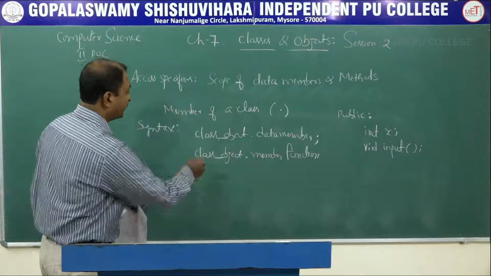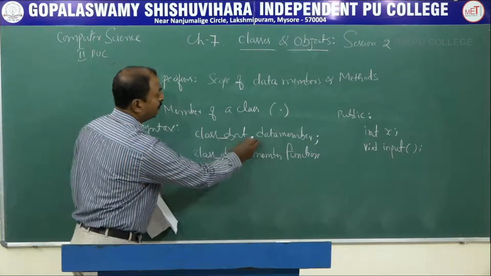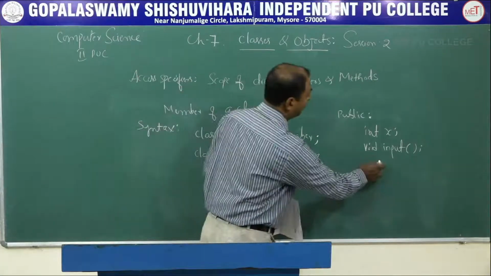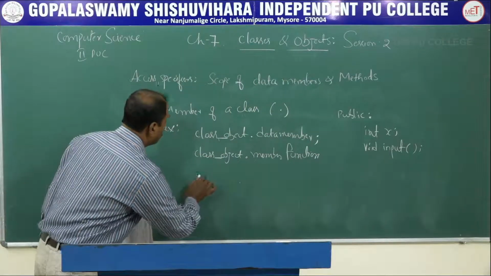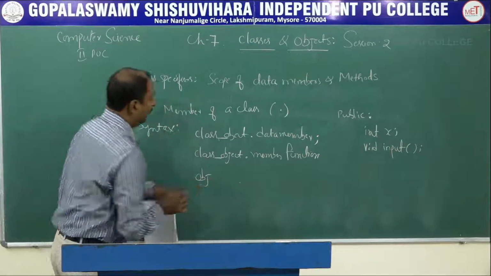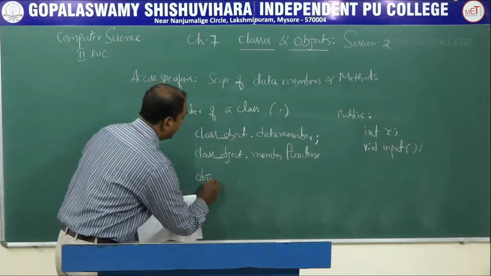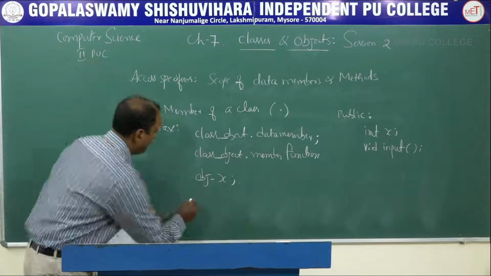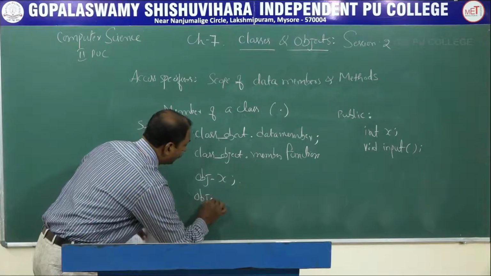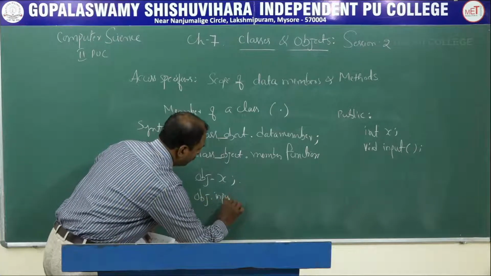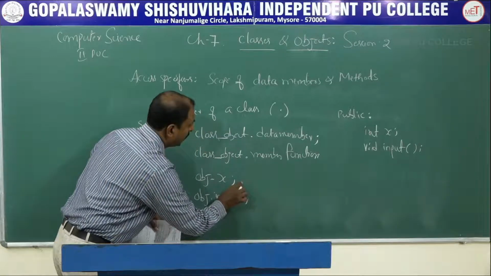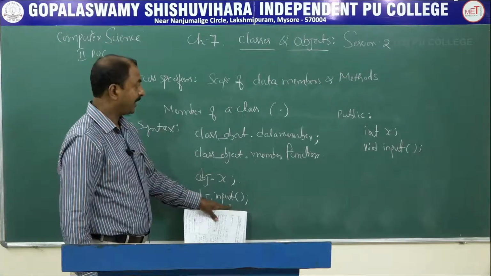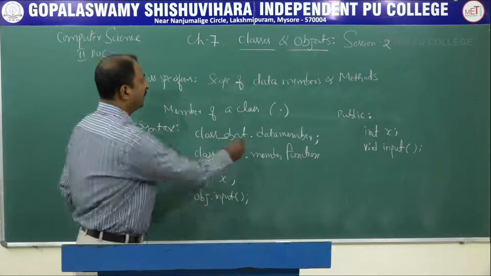By looking at the syntax, we can write class object dot data member. First step is we have to create an object of a class. For example, here obj is the name of an object of a class, obj dot x, and similarly I can write obj dot input. So this is how we access data members or member functions outside a class with the help of the dot operator.